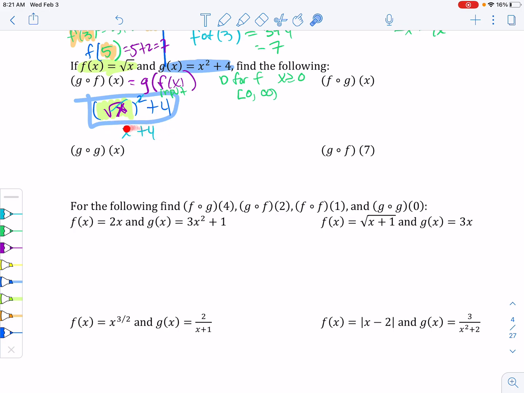If we look at this final answer for g of f of x, this is a line, so there's no domain restriction for a line. Everything works. However, because we were plugging in f of x and there's a domain restriction from there, I have to carry this over as the domain restriction for f of g of x. Or sorry, g of f of x.